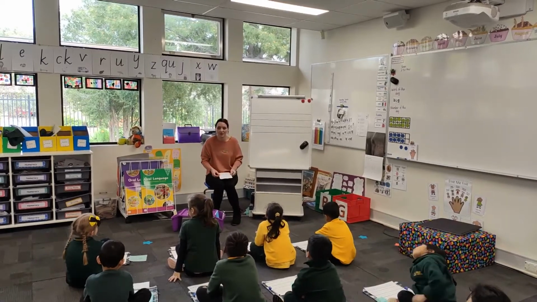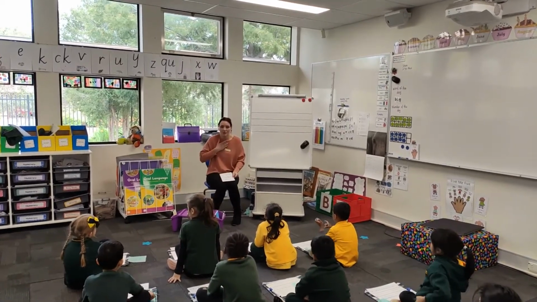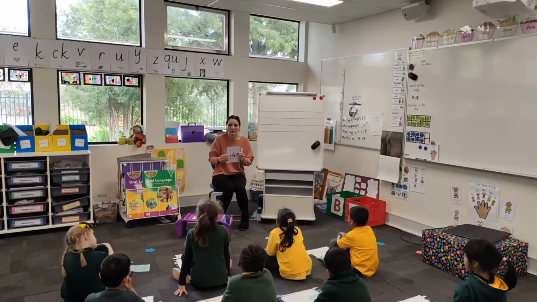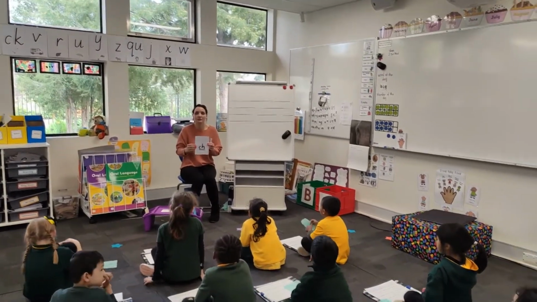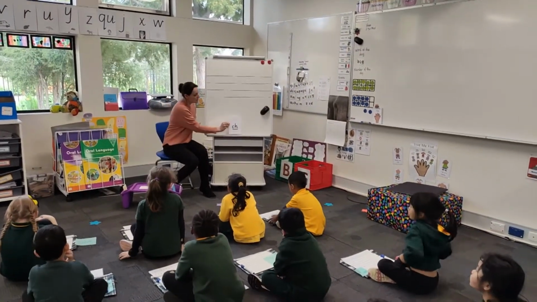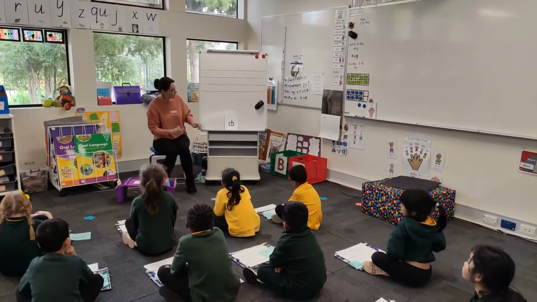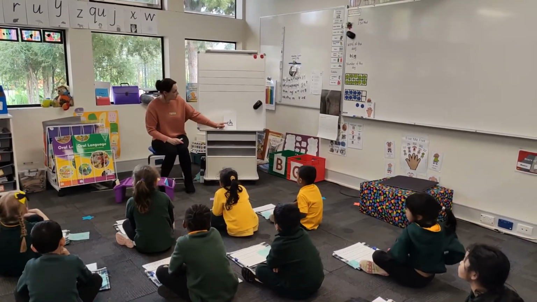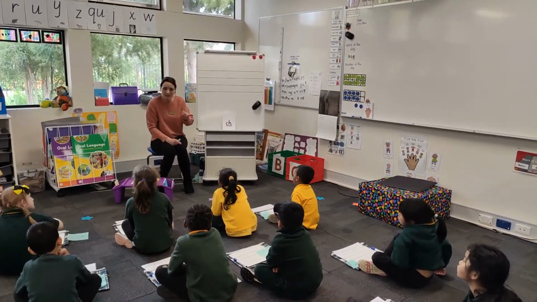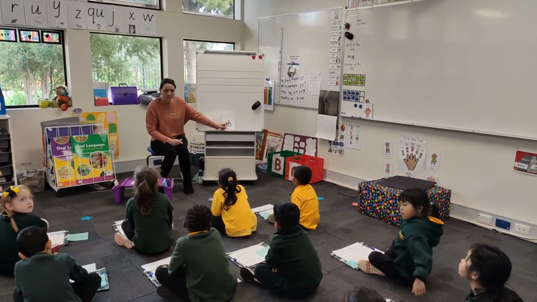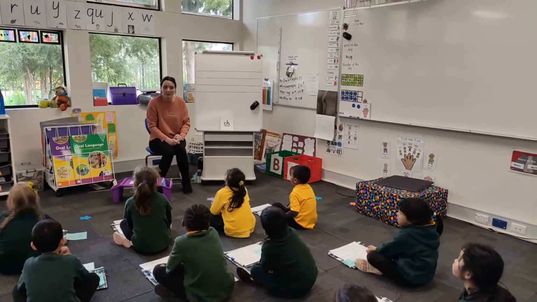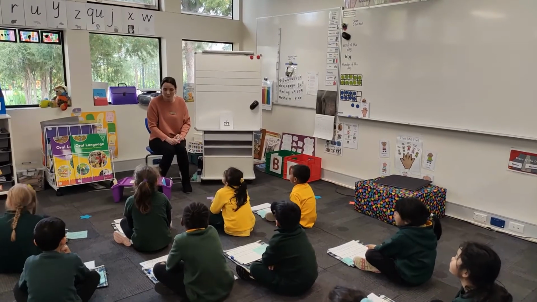We have a new sound to learn today. So I do first. This sound is ch. Okay, so ch is a digraph. It is two letters that make one sound. So when you see C and H together, that makes the ch sound.